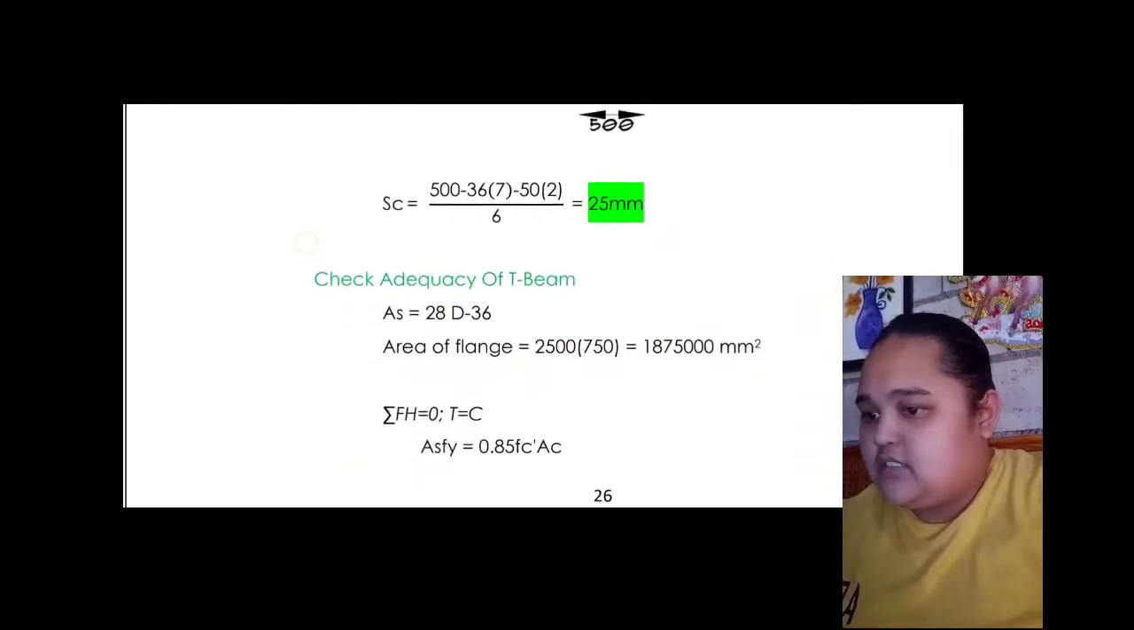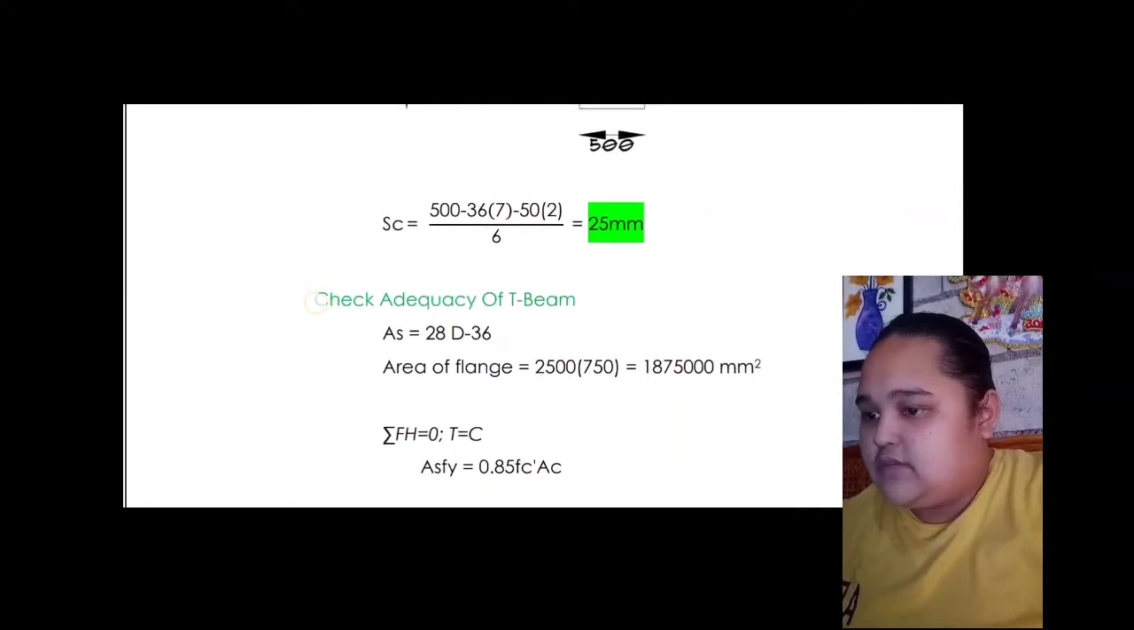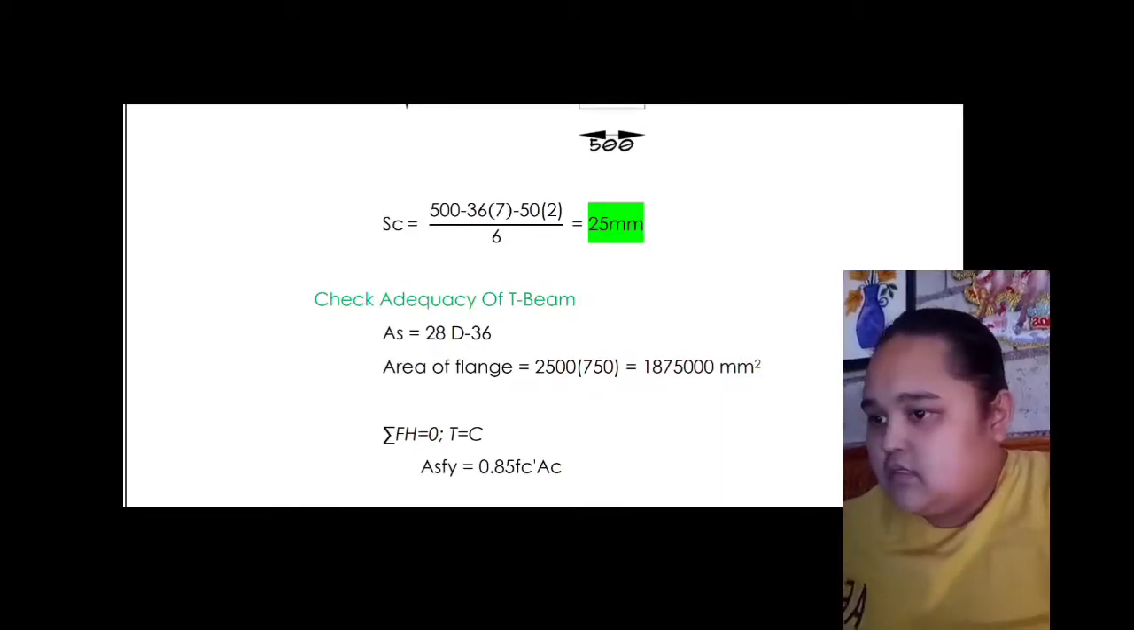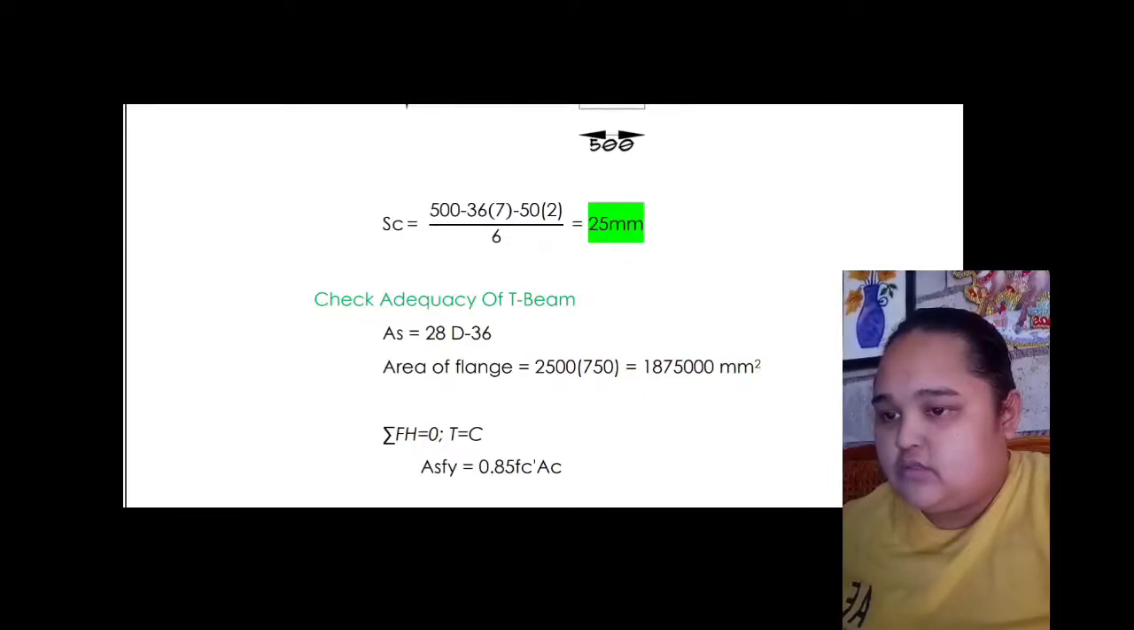Computing for SC, which is 500 minus 36 times 7 minus 50 times 2 over 6 is equal to 25 mm. Check adequacy of T-beam. AS is 28 pieces of 36 diameter. Area of flange 2,500 times 750 is equal to 1,875,000 millimeter squared.